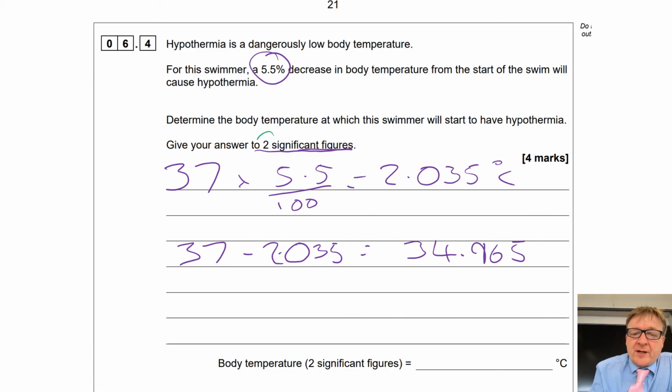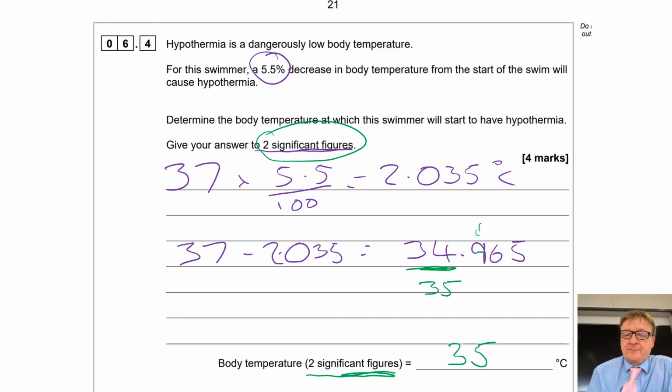However, we've got to then go back to two significant figures, and I look at two significant figures, and 34 is the first two significant figures. Look at the next number, which is a 9, so that then makes that 35. So body temperature to two significant figures is 35 degrees C.